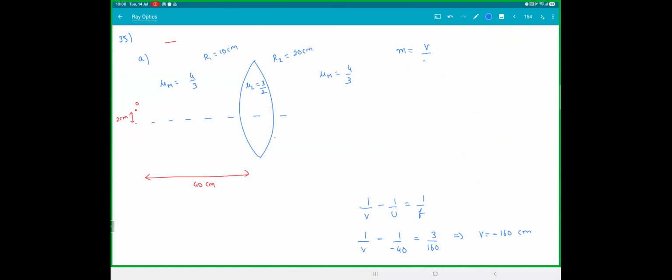Magnification is v by u. There is no minus sign. In the mirror formula there was a minus, here there is no minus. So v is minus 160 and u is minus 40. That's 4. It's got magnified by 4 times.